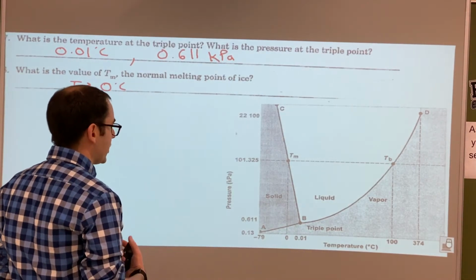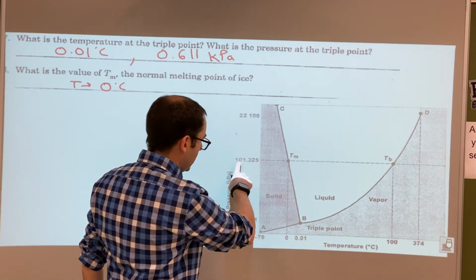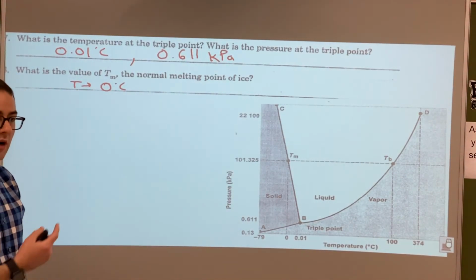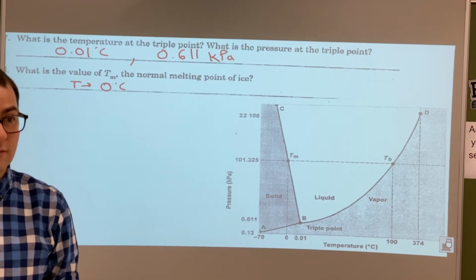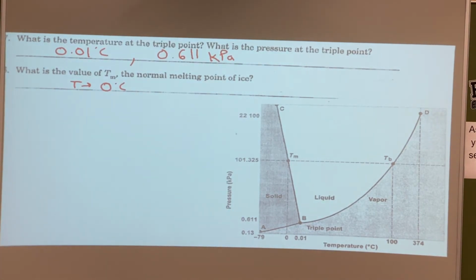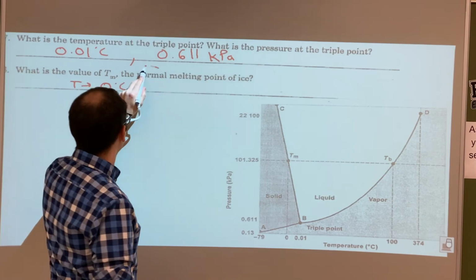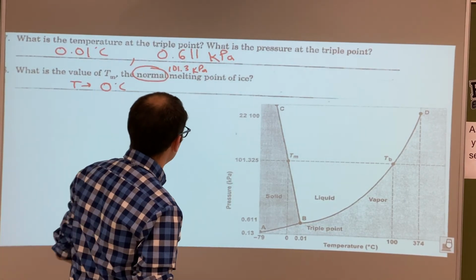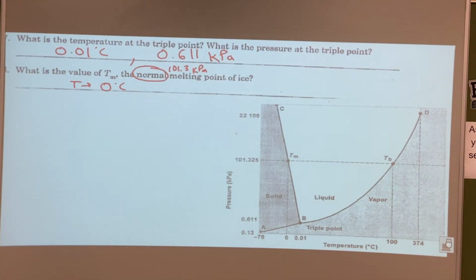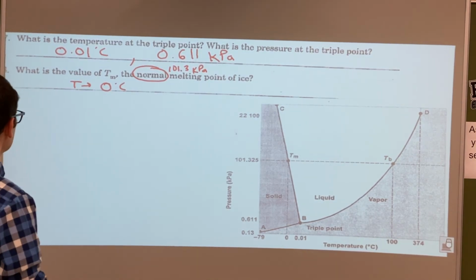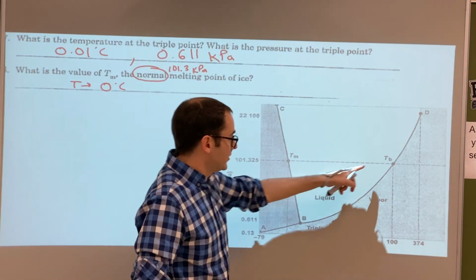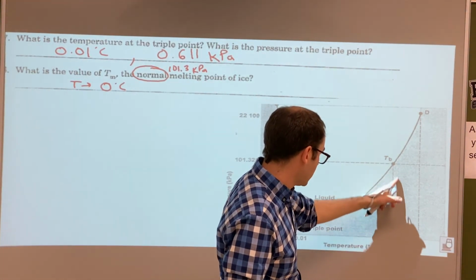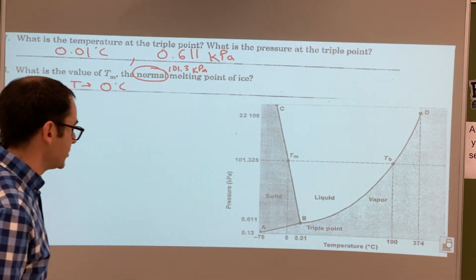How did we know that the pressure was 101.3? What word up there tells you to use that? What was it? Normal, yeah, exactly. Normal means 101.3 kPa. All right, so what would TB be? 100 degrees, yeah, because T, temperature, B, boiling, right? So when does water boil? At 100 degrees if the pressure is 101.3.